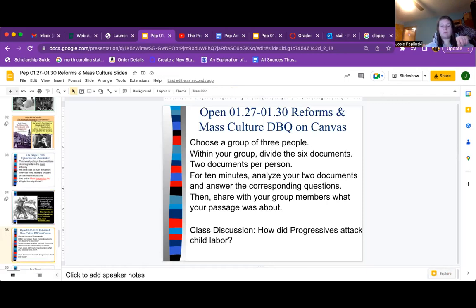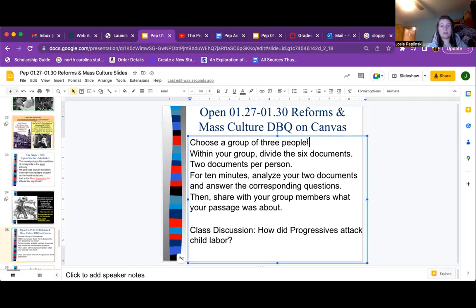Well, now you're going to open this DBQ on Canvas. You're going to choose a group of 3 people. My only class where it's going to be assigned is 4B so far. Within your group, divide the 6 documents to 2 documents per person. For 10 minutes, analyze your 2 documents and answer the corresponding questions. Then share with your group members what your passage was about. How did the progressives attack child labor is what you should be looking at overall. What are they doing to combat child labor, to try to stop child labor?